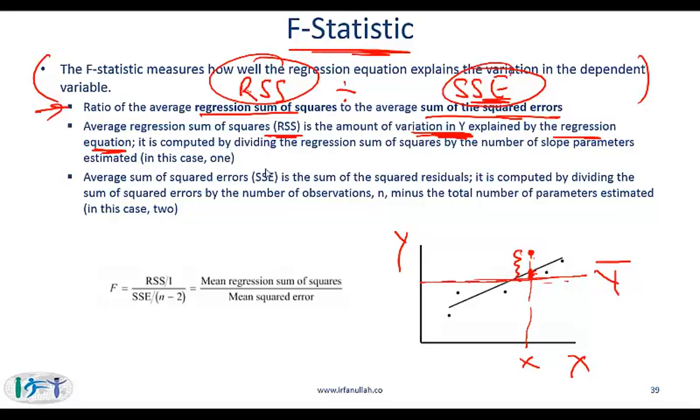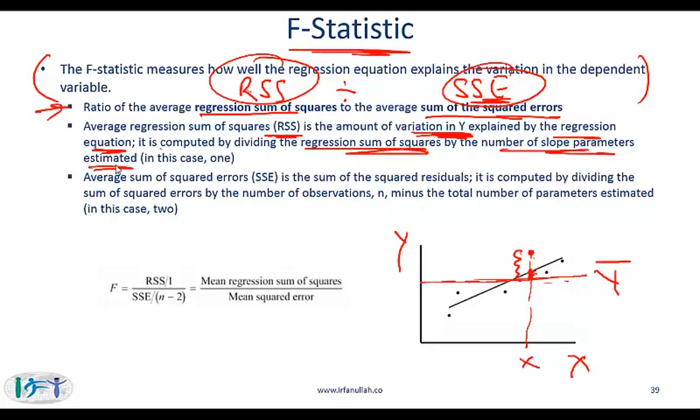How do you compute that number? How do you compute the average RSS? It is computed by dividing something called the regression sum of squares, and these things will be given to you in the question. How do you come up with the average? You take the regression sum of squares and divide by the number of slope parameters.